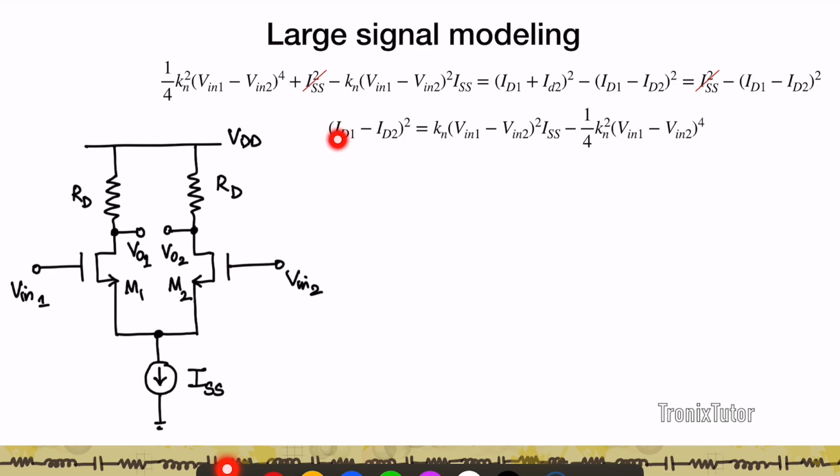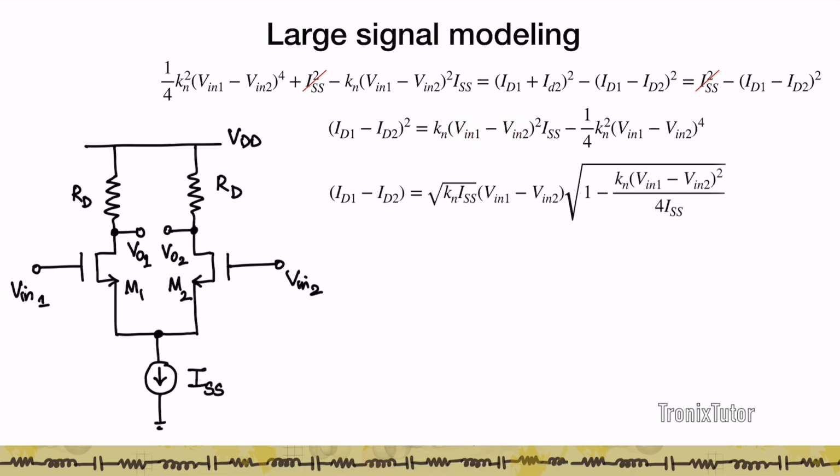So again, here I have ID1 minus ID2 and I have Vin1 minus Vin2. So I have a differential current and a differential voltage. So I'm getting close to the answer. Basically, if I take the square root of this equation, I get ID1 minus ID2 is equal to square root of Kn ISS into Vin1 minus Vin2 into square root of 1 minus Kn times Vin1 minus Vin2 the whole squared by 4 ISS.